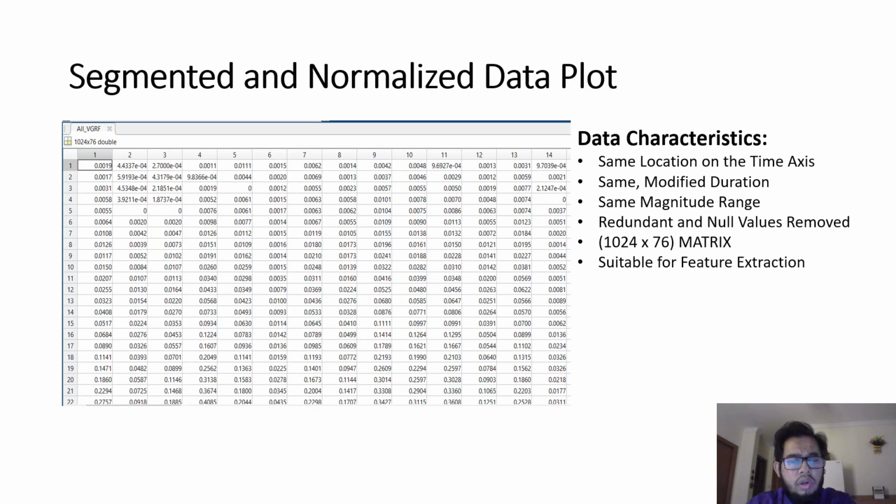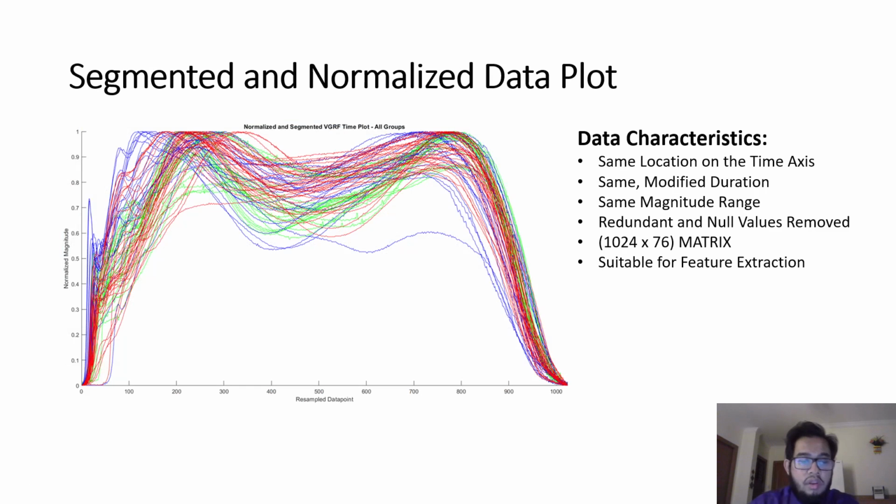So what we do is we segment the data and normalize it. Then what happens if you plot the same data? See, now the data is within the same location of the time axis, with the same starting and ending point, 0 to 1024, and they are normalized between 0 and 1. Now their features are comparable.